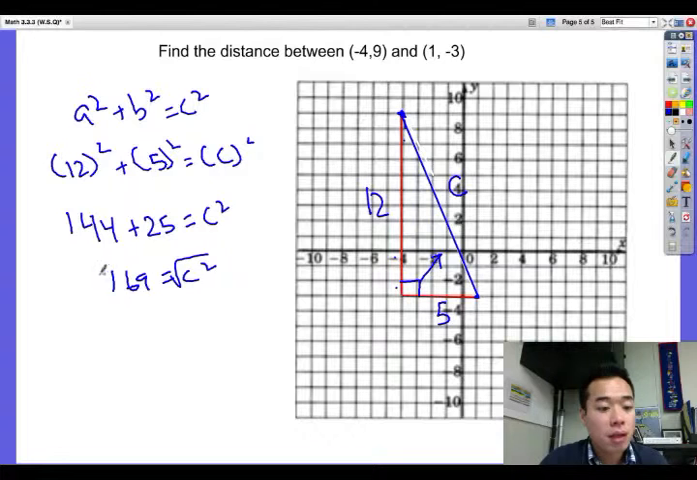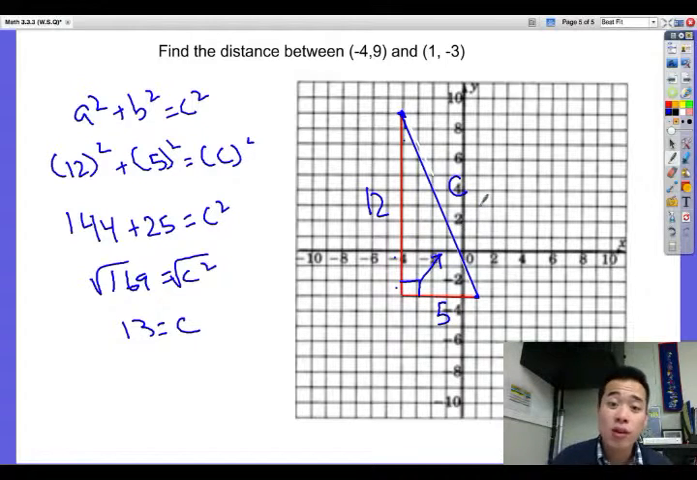Luckily, I know 169 is a perfect square. For C, I square root both sides. So square root of 169 is 13. There it is. To find the diagonal on the coordinate plane, all I have to do is build and sketch and draw the right triangle and count how many units, label it, and use the Pythagorean theorem. So the distance between these 2 points is 13 units apart.